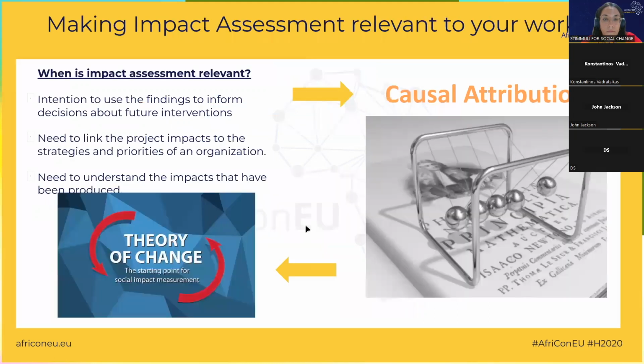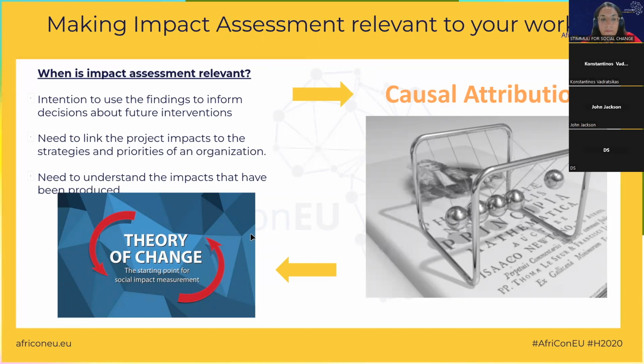So, summarizing on the relevance of impact assessment, if I want to have an impact assessment that is relevant to serve specific purposes, you should be able to use its findings and make better decisions. It should be linked to the purposes of your organization, and it should help you understand the impact of your projects. And in order to achieve this, there is something that you need to address first. Any idea what that is?